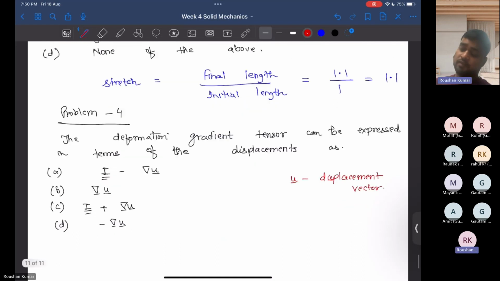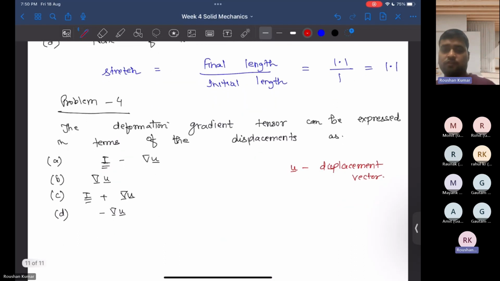Now come to the question. This question says the deformation gradient tensor can be expressed in terms of the displacement as. The deformation gradient tensor is denoted by big F. The first option is I minus gradient u. Is it correct? No, this is not correct. The second option is gradient u, that means the gradient of displacement vector. No, that's also not correct. The third option is identity plus gradient of u, that means the identity plus the gradient of displacement vector. So yes, this is the correct option.